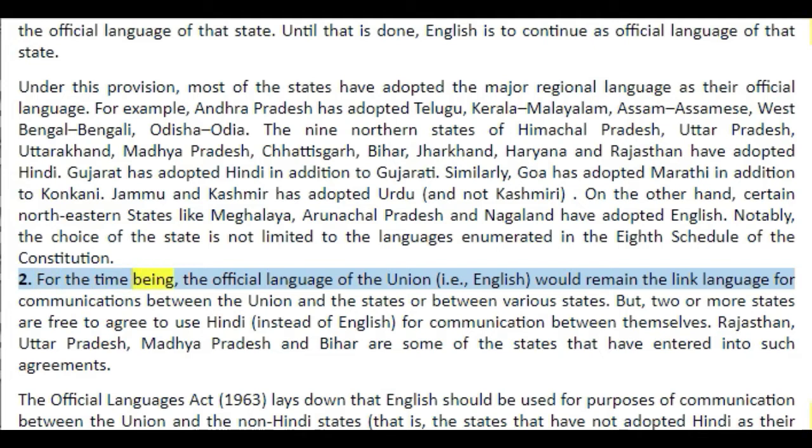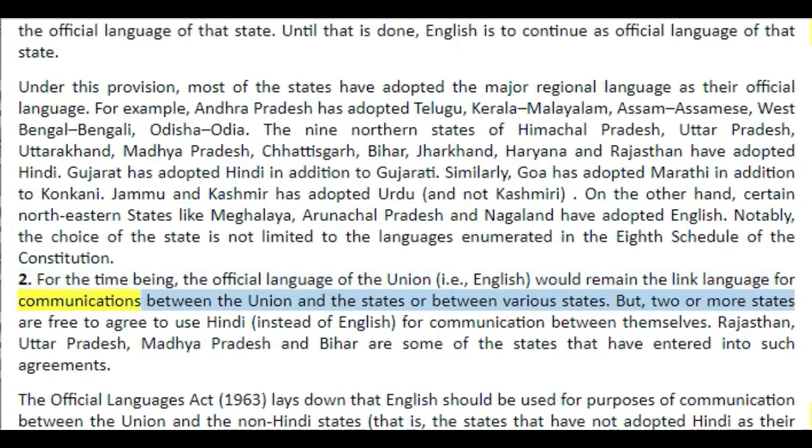For the time being, the official language of the Union, i.e., English, would remain the link language for communications between the Union and the states or between various states. But 2 or more states are free to agree to use Hindi, instead of English, for communication between themselves. Rajasthan, Uttar Pradesh, Madhya Pradesh, and Bihar are some of the states that have entered into such agreements.